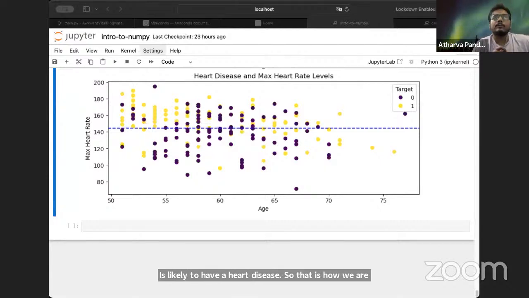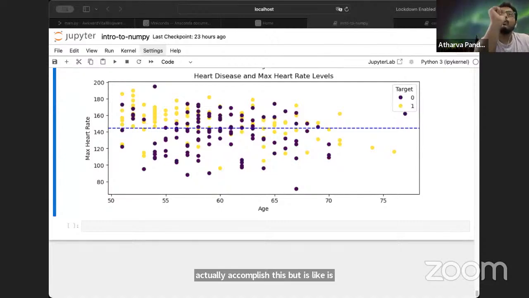I'm sorry I took a lot of time to accomplish this, but is everyone able to understand the power of matplotlib and how you are analyzing this data, and basically what you are visualizing? Yes, no, yes, no, yes, no.